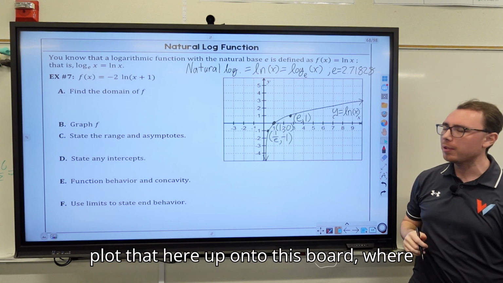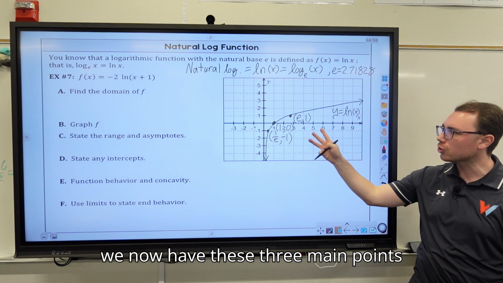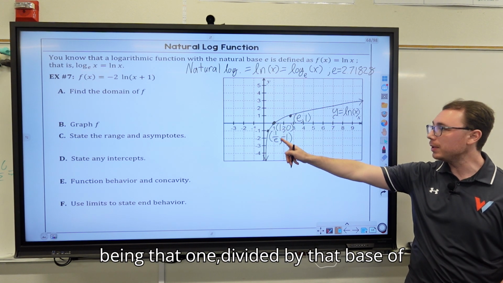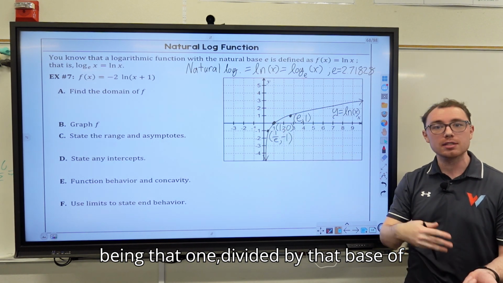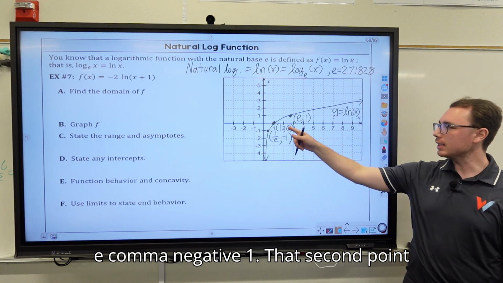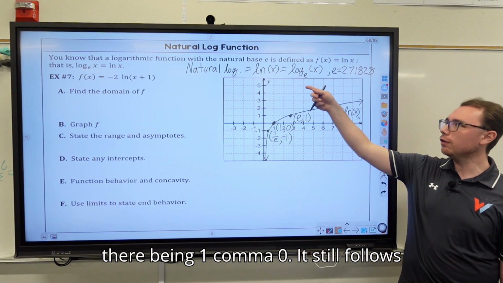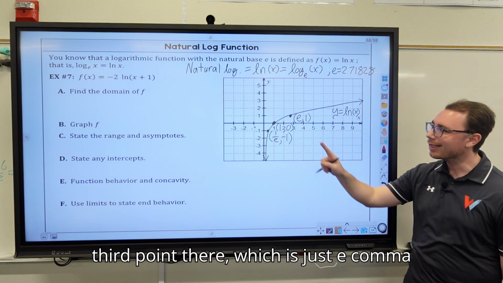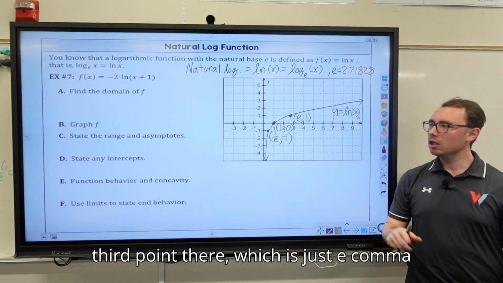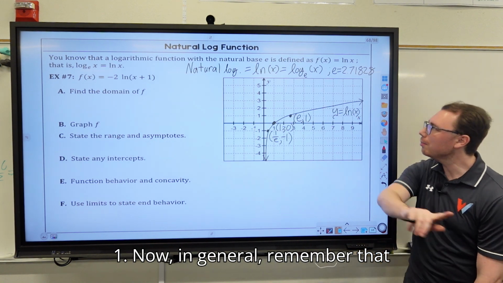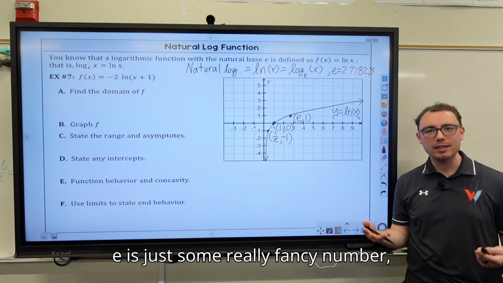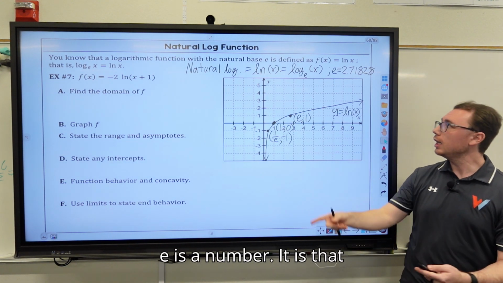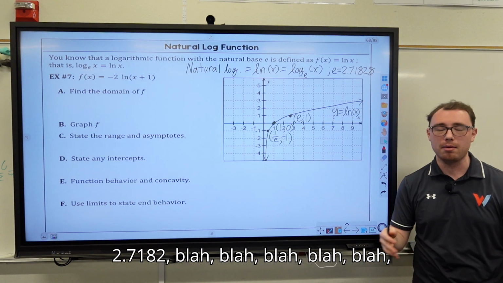We can plot that here up onto this board, where we now have these three main points on our graph. That first point down here is 1 divided by that base of e, comma negative 1. That second point is 1 comma 0. It still follows that base log function, where it passes through that 1 comma 0 point. And that third point is just e, comma 1. Now, in general, remember that e is just some really fancy number, just like pi. E isn't a variable. E is a number. It is that 2.7182 and so on.